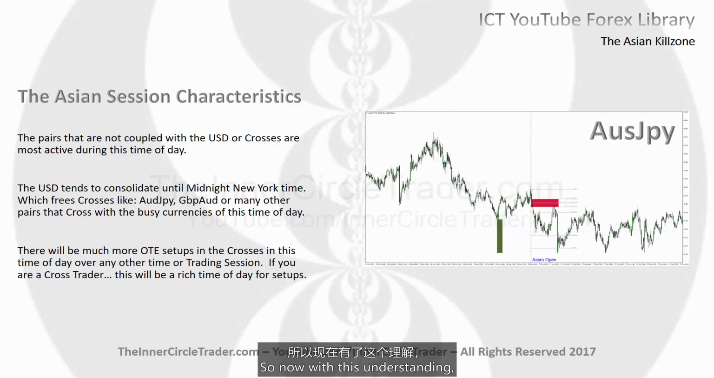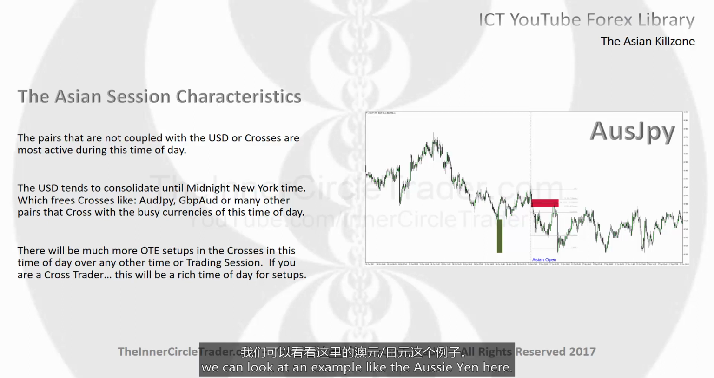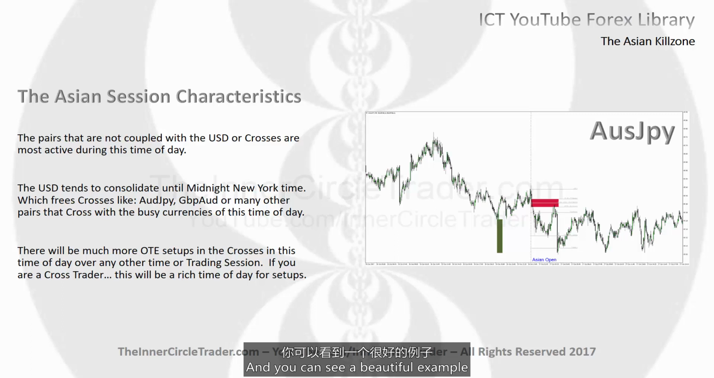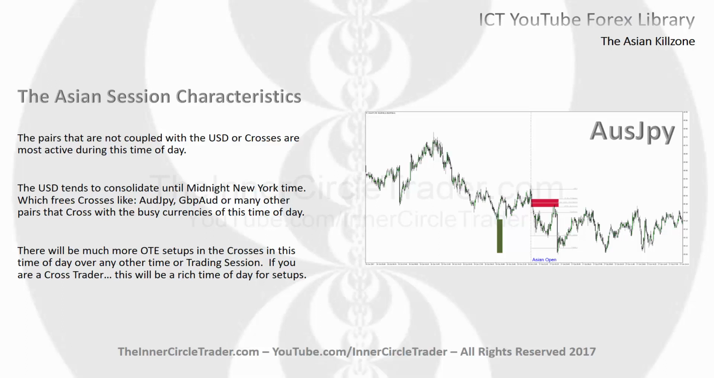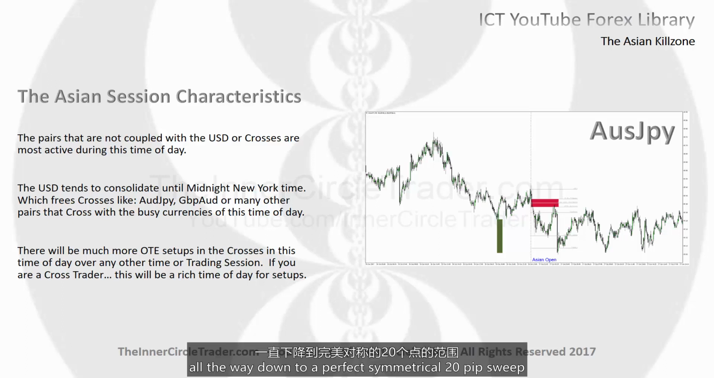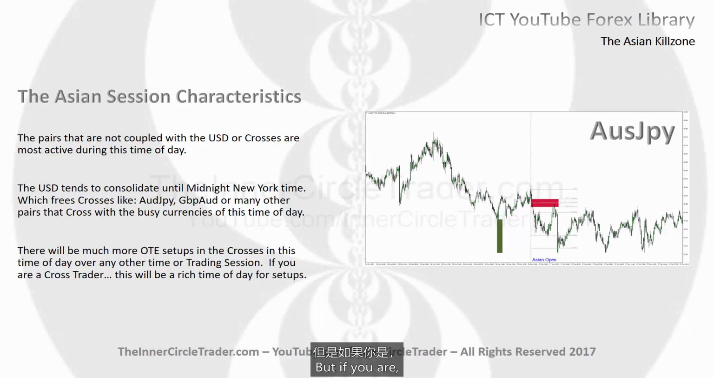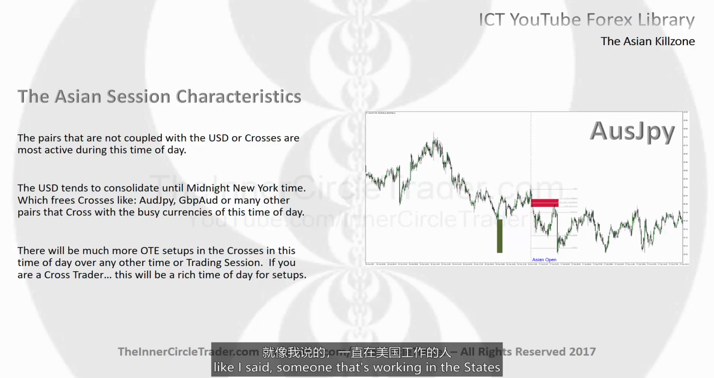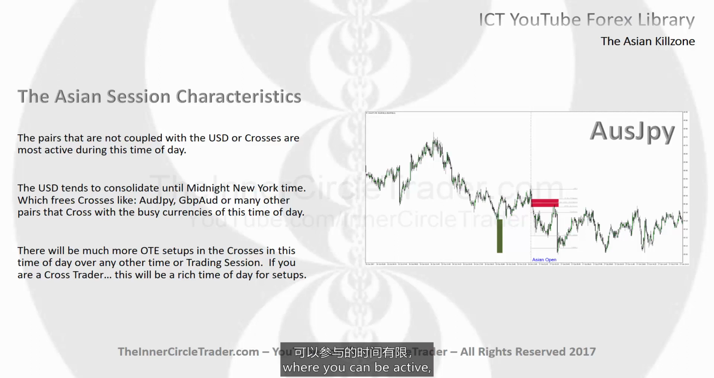So now, with this understanding, we can look at an example like the Aussie yen here. You can see a beautiful example of how we have equal lows the previous trading day, late New York, and there was an optimal trade entry sell where it runs 20 pips below the New York session lows, all the way down to a perfect symmetrical 20 pip sweep, and also a beautiful Fibonacci extension overlay. But if you are someone that's working in the States and you're limited in your time of day where you can be active, you can supercharge the Asian session by using the cross pairs.